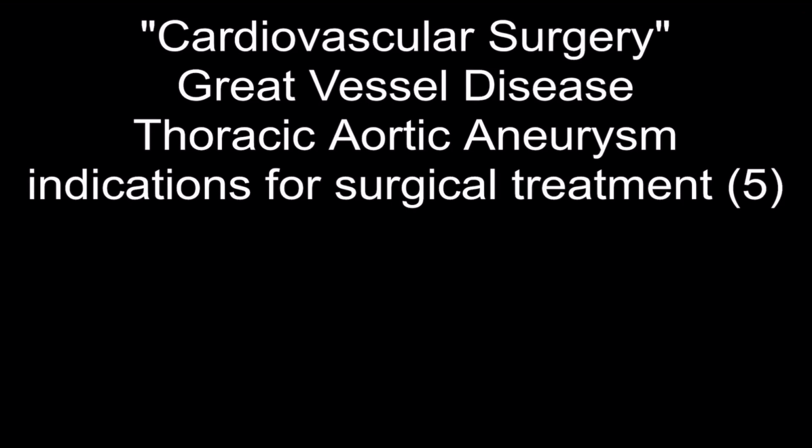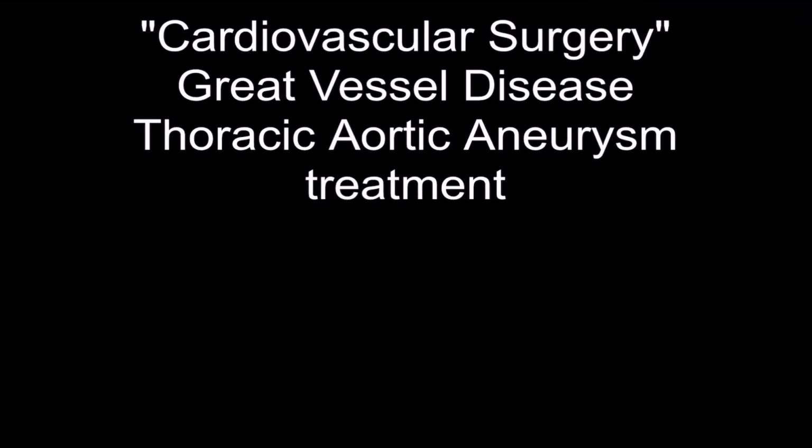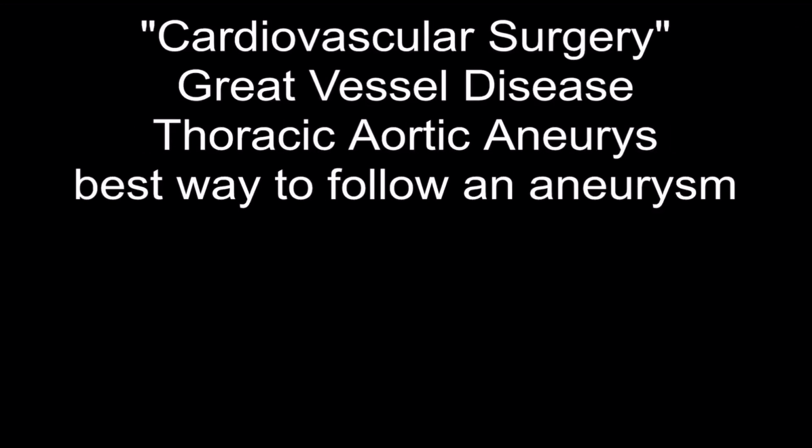Thoracic aortic aneurysm, indications for surgical treatment. Greater than 6 centimeters in diameter, greater than 2 times the normal aorta diameter, symptoms, rapid size increase, and rupture. Thoracic aortic aneurysm treatment. Replace with graft. Best way to follow an aneurysm?